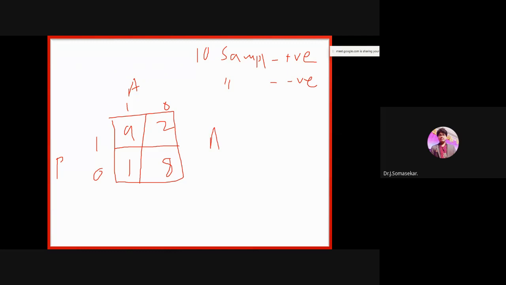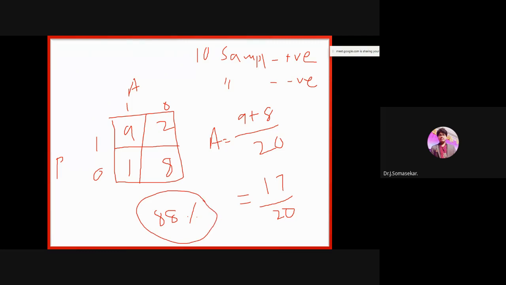What is the accuracy? Accuracy equals the diagonal sum, 9 plus 8, divided by the sum of all values, 20. So this is the final accuracy. Here we are getting around 85 or 88 percent, let us assume 88 percent approximately. So this is the accuracy of the given model.